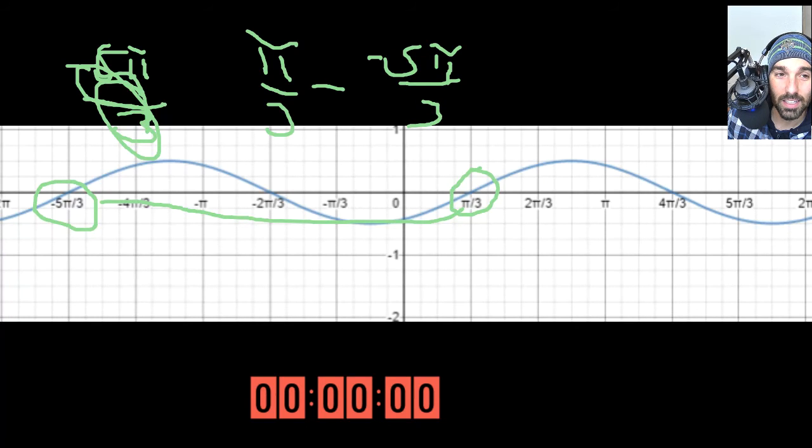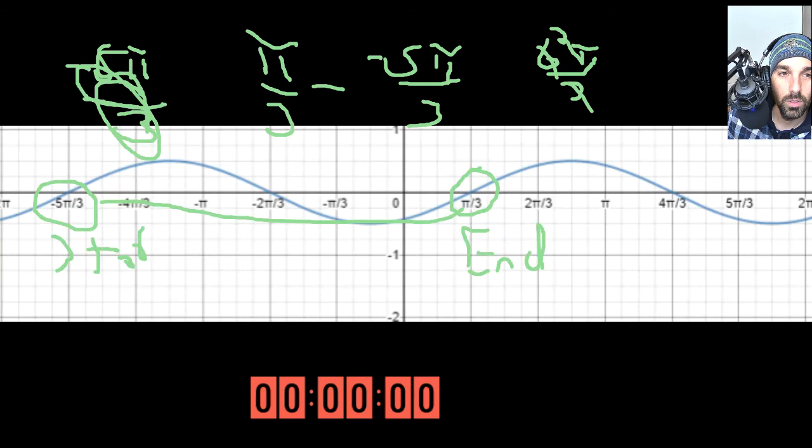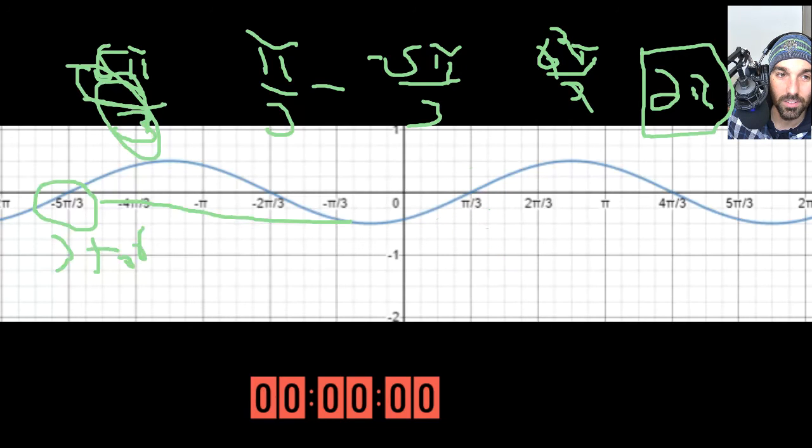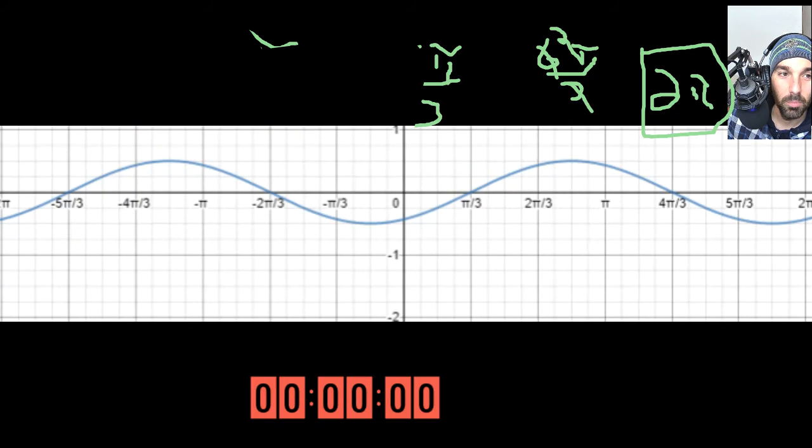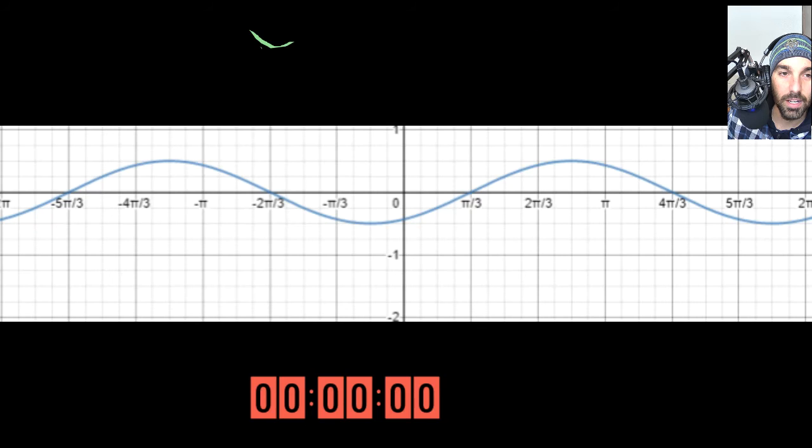So I'm getting my total distance. I'm taking the end minus the start. I hope this is making sense. So that's 6 pi over 3, so that's 2 pi. So my period is the same, isn't it? I just did all that to show that my period hasn't changed. Okay, my period hasn't changed, so I have the same period.